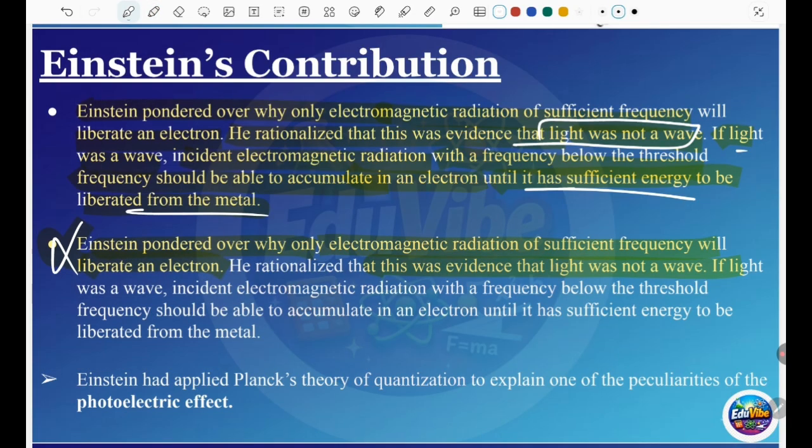At the end, Einstein applied Planck's theory of quantization to explain the particle nature of the photoelectric effect.